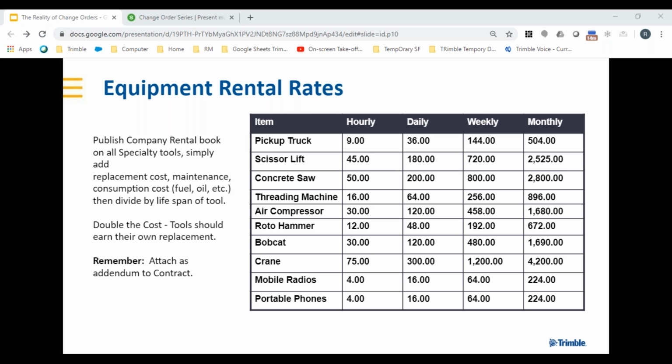In calculating that value, take the replacement cost of that element, add any maintenance and consumables to it, and then divide it by the life expectancy of the tool. If it's a tool you replace every year or every six months, now you're getting a value that you can then divide into daily, hourly, or weekly rental.